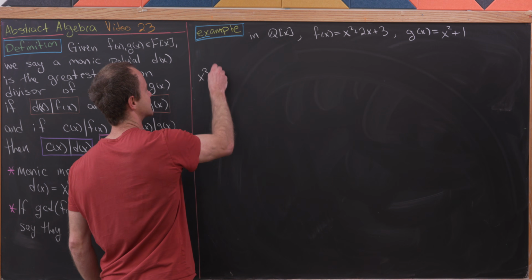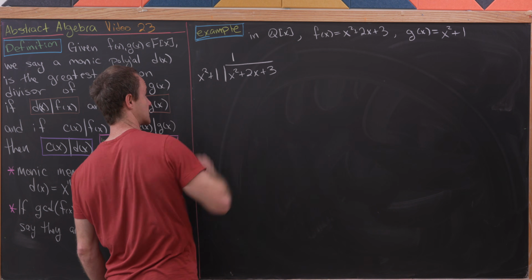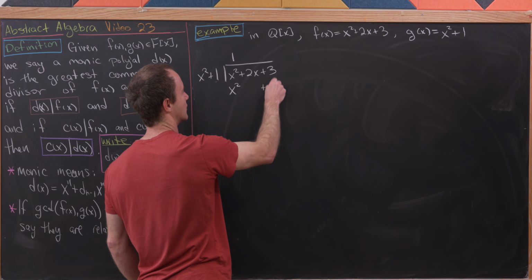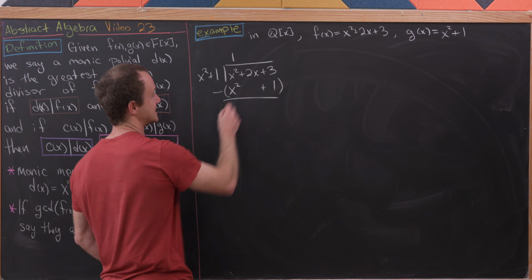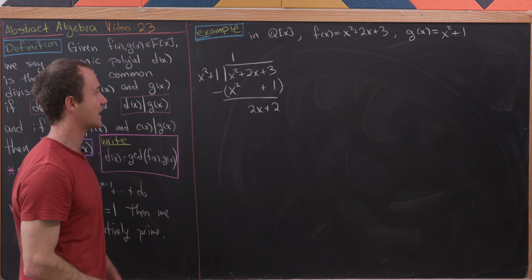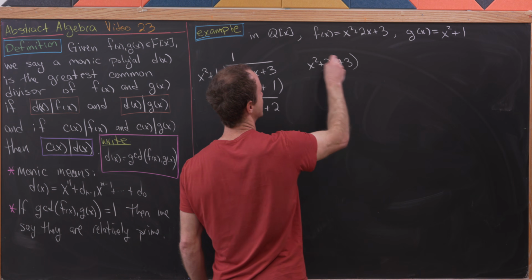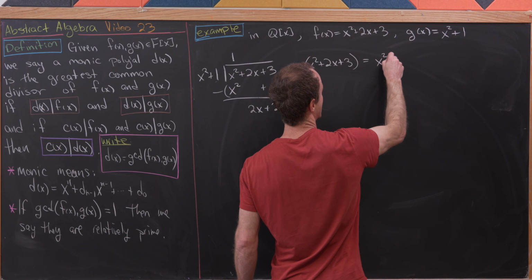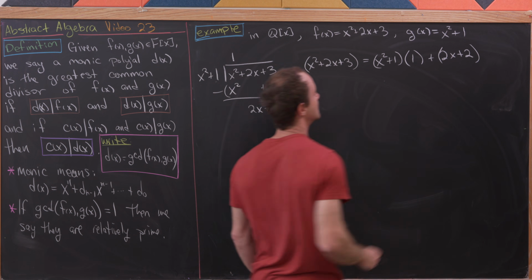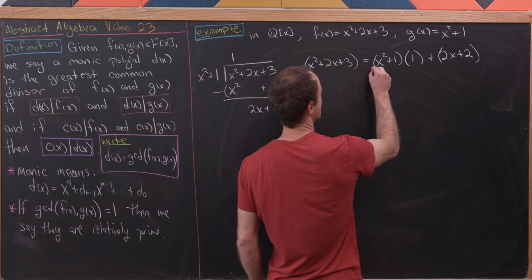Okay, so let's start by dividing x squared plus 1 into x squared plus 2x plus 3. So notice our starting quotient will be 1 because the degrees are the same. We multiply 1 to x squared, that'll give us an x squared here. 1 to 1 will give us a 1 there. Then we group and we subtract. And down here we'll get 2x, and then 3 minus 1 is 2. So 2x plus 2. What does that really mean? That means we can start off by writing x squared plus 2x plus 3, which is f of x, as x squared plus 1 times 1 plus 2x plus 2.